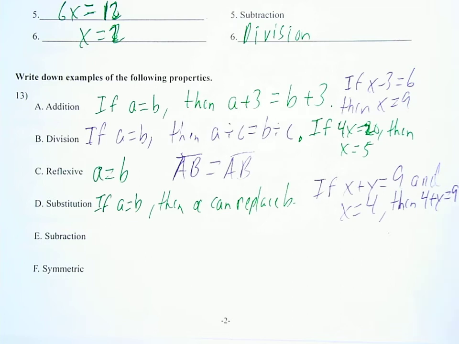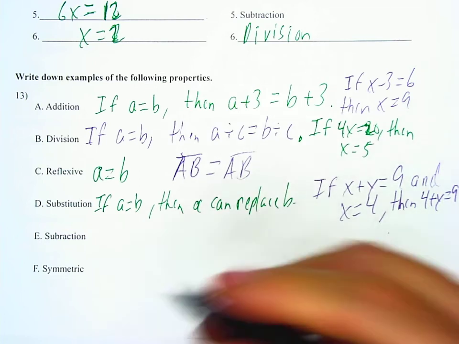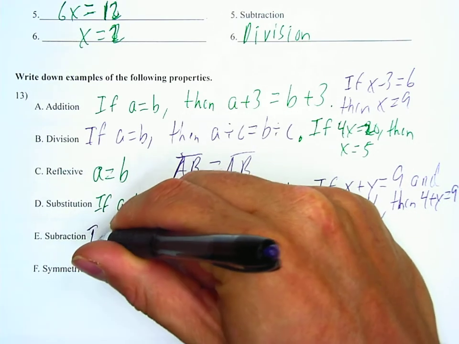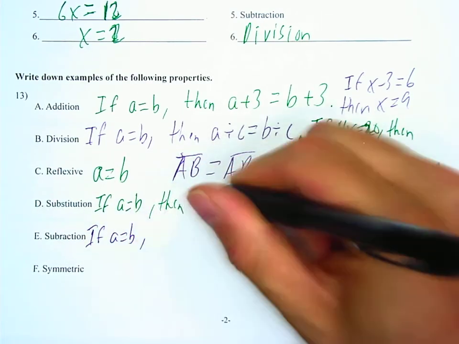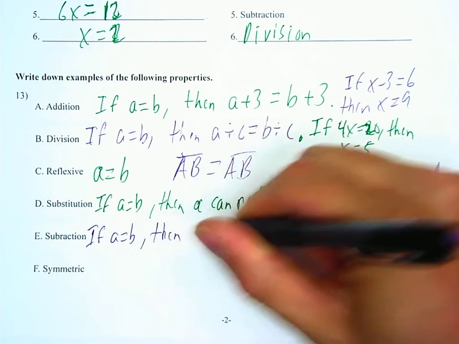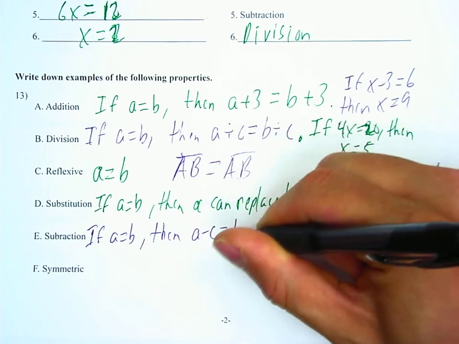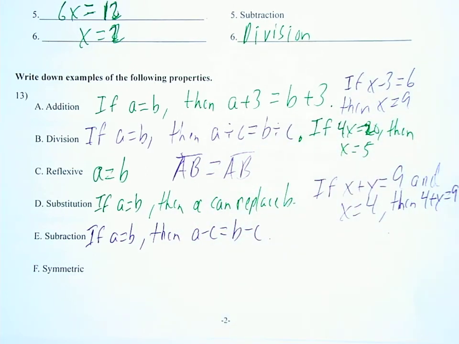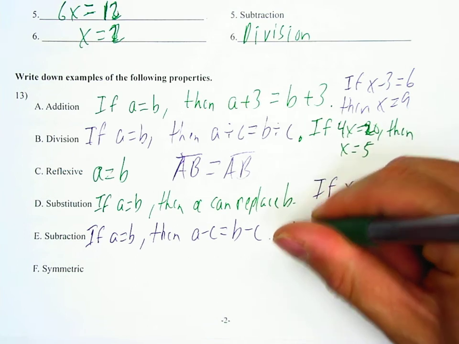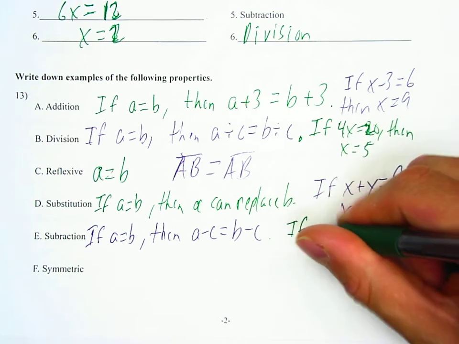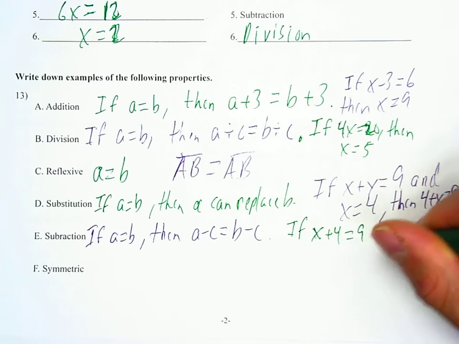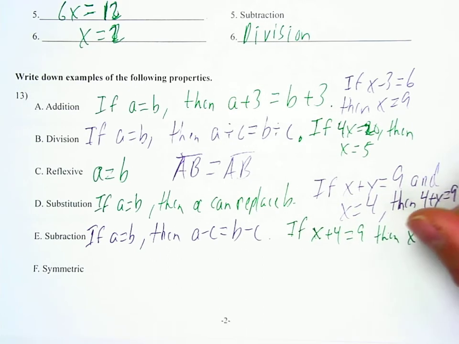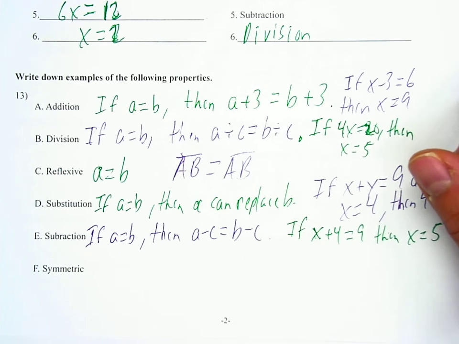All right, next question. Subtraction property of equality. If A equals B, then A minus C is equal to B minus C. So again, I'm not going to test you on exactly that. It's going to say something to the effect of if x plus 4 equals 9, then x equals 5, because I took 4 away from each side.